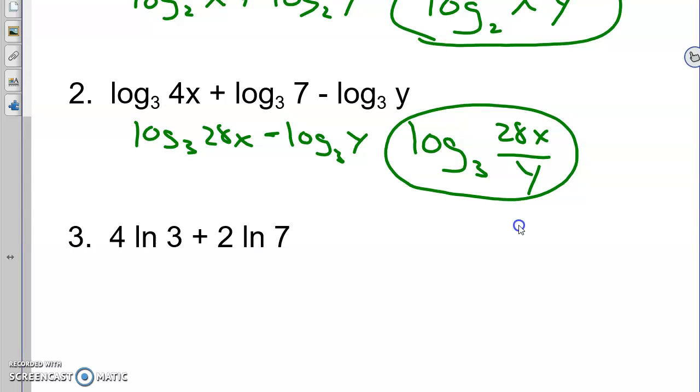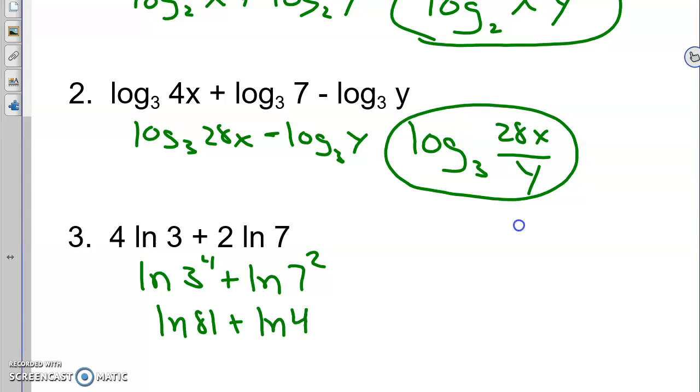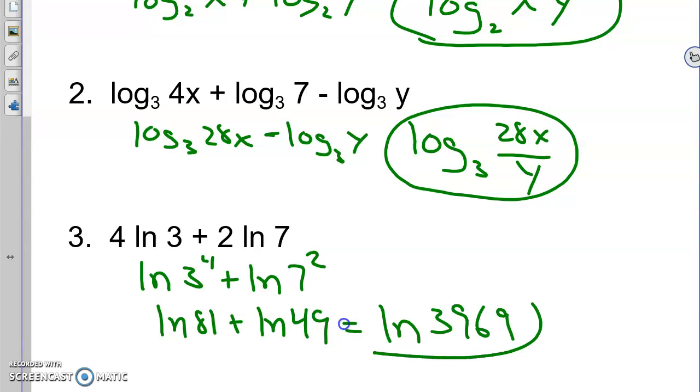And then here, the ln's, we have ln 3 to the 4th plus ln 7 squared. And we want to actually do that math out. Okay? 3 to the 4th is 81. ln 7 squared is 49. And the 81 times 49 is 3969. And that's our answer. We can have a big number like that. That is okay. All right.